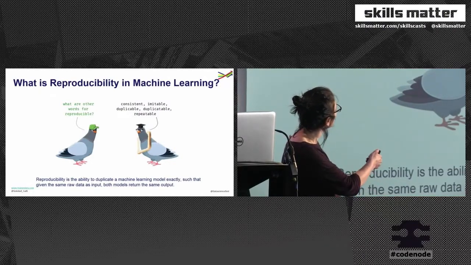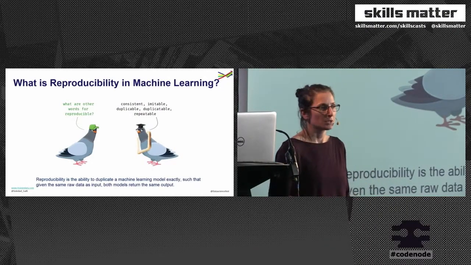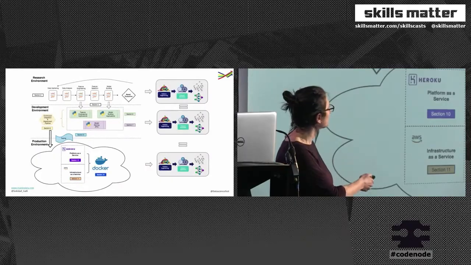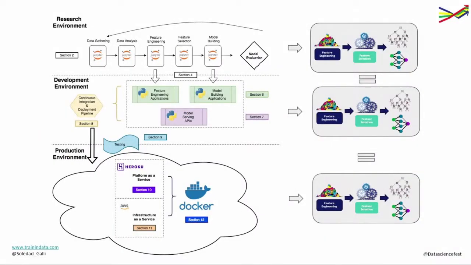But reproducibility between what? What am I talking about? Why do we need reproducibility? Typically, when we work in an organization, we have more than one environment. So we have at least the research environment. Here is where the models are born, if you want.